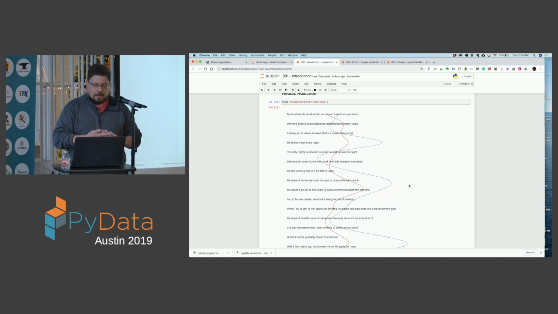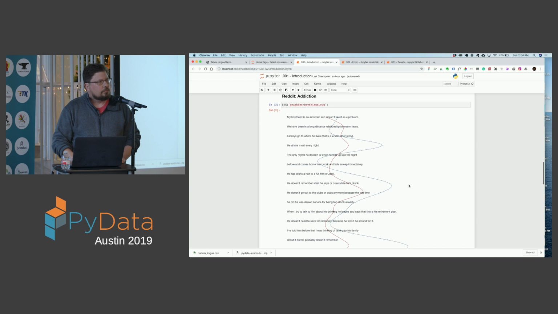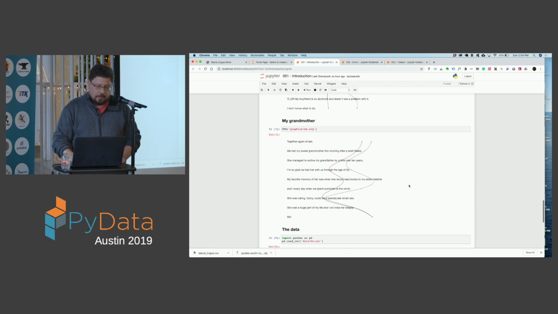I have a fascination with eventually applying what we do to things like suicide, mass violence, and addiction. And so this is something I pulled off of Reddit. It's a woman talking about her boyfriend as an alcoholic. And the main thing I want you to notice is how different the lines are and how they don't really move together that much. And you contrast that with the Facebook posts I made about my grandmother after she passed away.